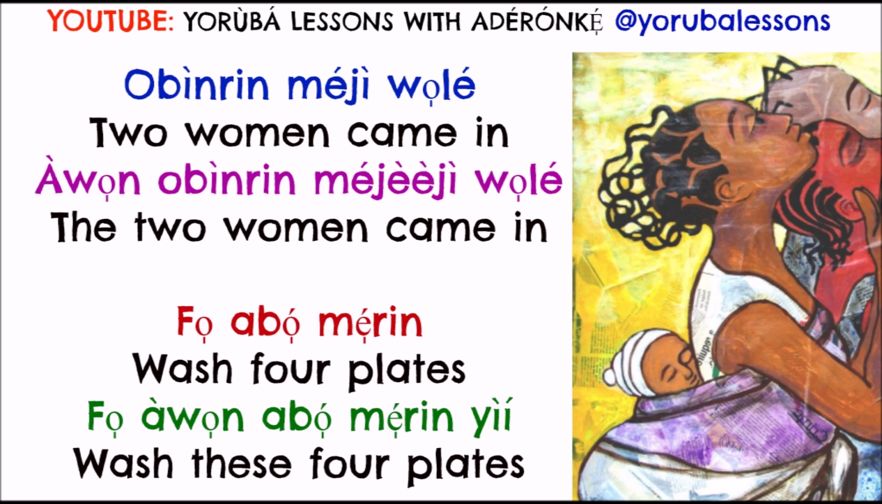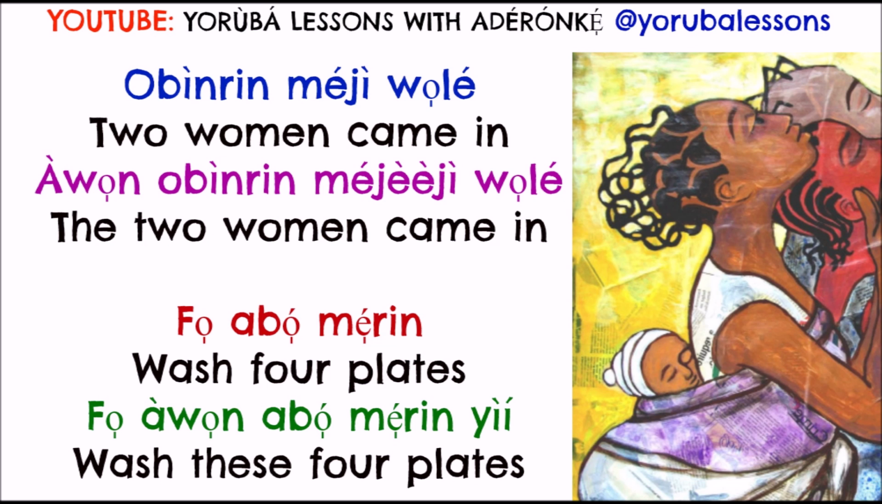I'm going to give another example. For abọ́, wash 4 plates. For àwọn abọ́ mẹ́rin, wash these 4 plates. So somehow, you could also say for abọ́ mẹ́rin. Wash these 4 plates. For àwọn abọ́ mẹ́rin, wash. Yes, it's a bit more specific than the first example. For abọ́ mẹ́rin, wash these 4 plates.